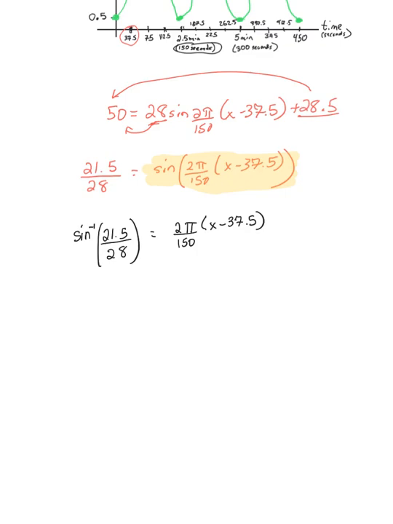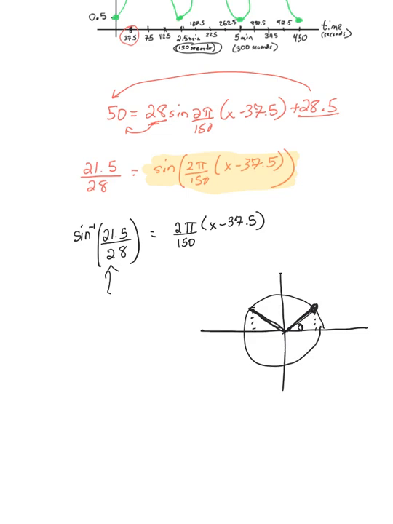All right, now I'm going to do sine inverse in my calculator, but I'm not going to trust it. We're going to talk about what the real answers are going to be using our unit circle here. Right, so this is our unit circle. Now I do know it's a positive number. 21.5 over 28 is a positive number. So my calculator is going to give me this angle right here. But it's going to forget that there's another angle that will also have a height of 21.5 over 28 right here.